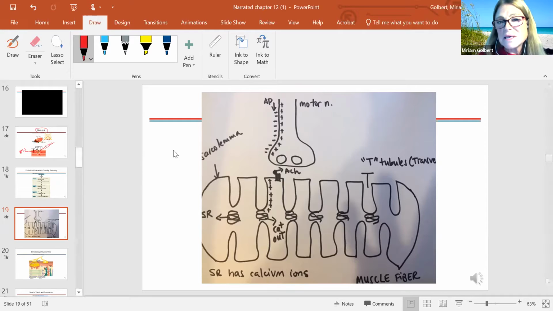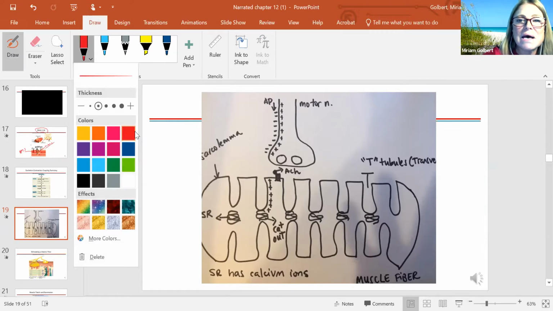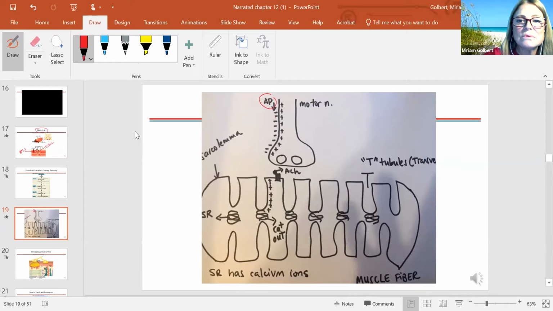What causes it is the action potential coming down. If you notice here, we have the same action potential coming down your motor neuron, right? And then we have the acetylcholine attaching here to the nicotinic receptor, right? So we're going to cause a depolarization inside the skeletal muscle fiber, right?